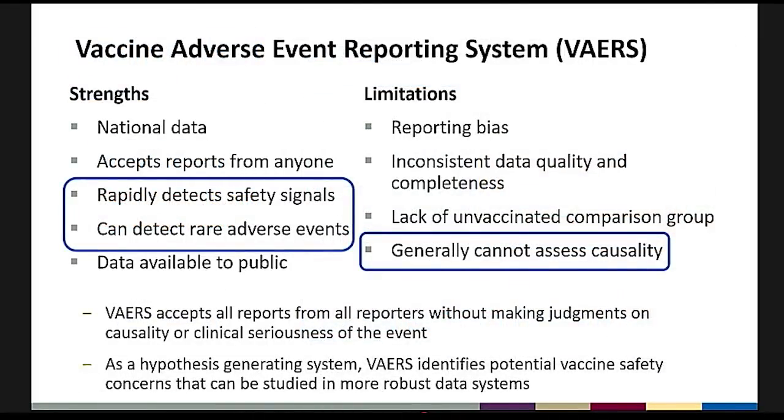VAERS can rapidly detect safety signals and can detect rare adverse events. It's subject to the limitations of spontaneous reporting systems in general, and the main limitation is that we cannot assess causality from VAERS data alone. VAERS accepts all reports from all reporters without making judgments on causality or clinical seriousness, and it's a hypothesis or signal detection system that requires verification of signals in more robust data systems. Next slide.